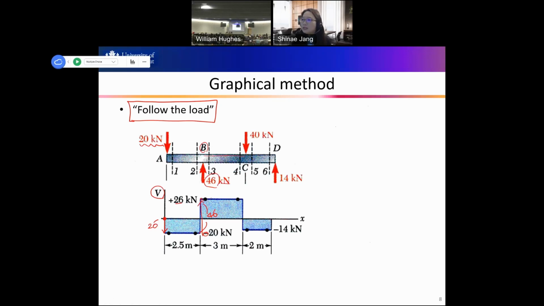And then between B and C, there's no vertical load, so it stays constant, right? And then at C, 40 kilonewtons downwards. So from 26, we go down by 40, and then it's minus 14. And between C and D, no changes, it stays there. And then at D, we have 14 kilonewtons upwards, so go up by 14 kilonewtons, going back to 0. So that's the follow the load method. And I recommend using this method if you have a beam with point loads only.